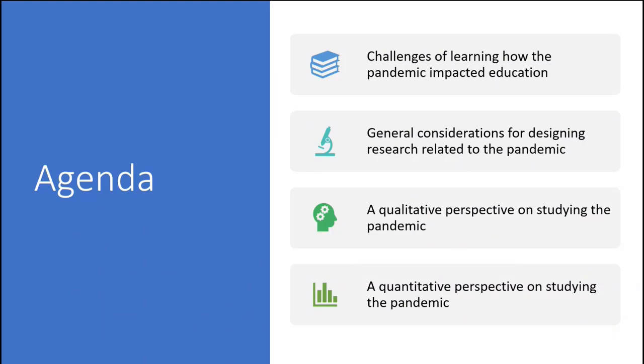Then the next thing is going to be general considerations for when you're designing research that is going to include some element of the pandemic as part of that. And then Dr. Reid will talk more specifically about qualitative perspectives and things that are relevant to qualitative approaches to research that would include some sort of focus on the pandemic. And then I'll do the same thing for quantitative.